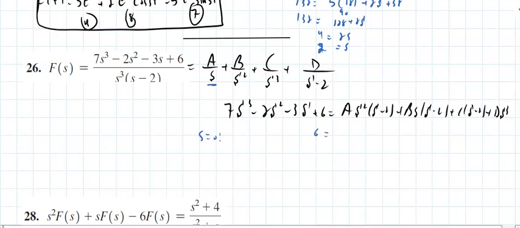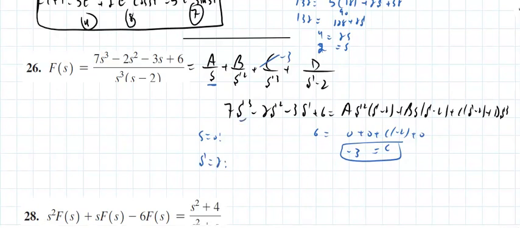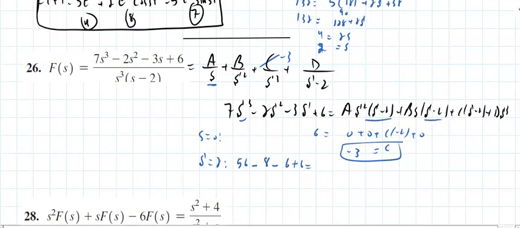I get 6 equals 0 plus 0 plus c times negative 2 plus 0. So c equals negative 3. If I let s equal 2, I'll get 7 times 8, which is 56. Let me see, I'll make sure the numbers match. I'll get 56 minus 8 minus 6 plus 6 equals 8. Oh, equals 0. So if you put a 2 there, that's going to be a 0, that's a 0, that's a 0.